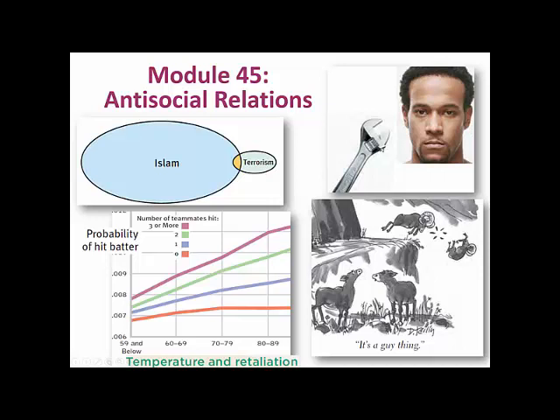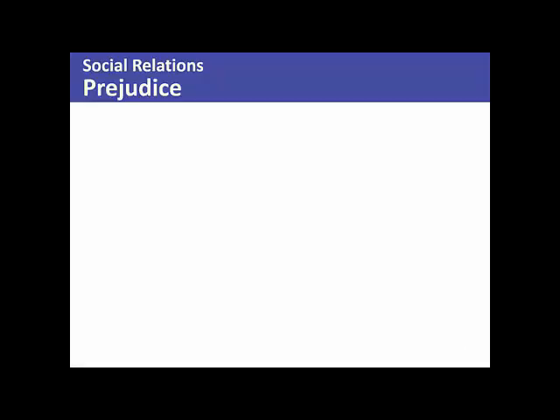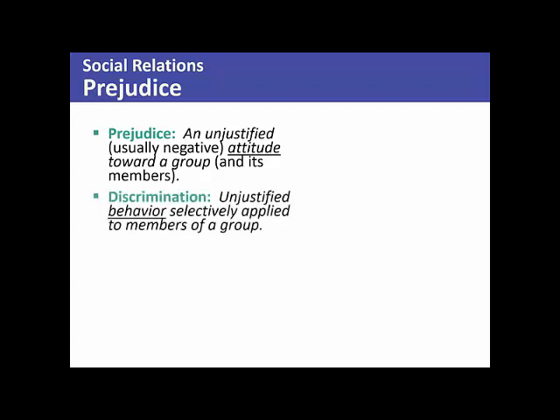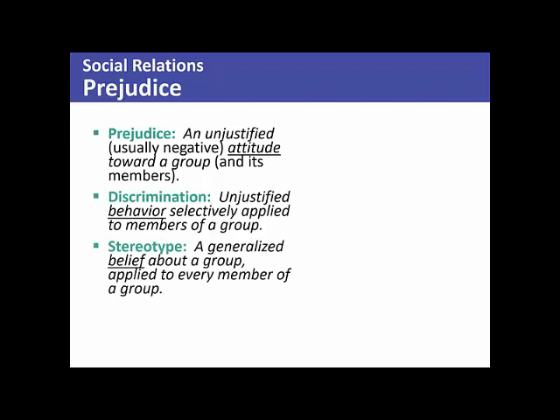So now we're going to talk about Module 45, Antisocial Relations. So what is prejudice? Prejudice is an unjustified and generally negative attitude towards a group and its members. So it's an attitude, whereas discrimination is a behavior. It's an unjustified behavior selectively applied to members of a group.